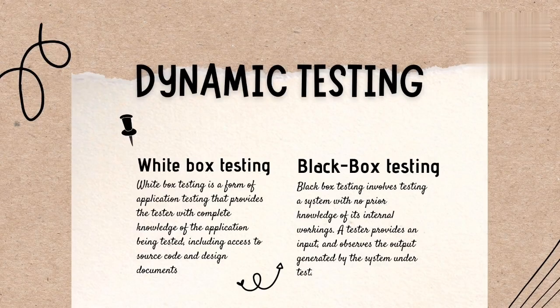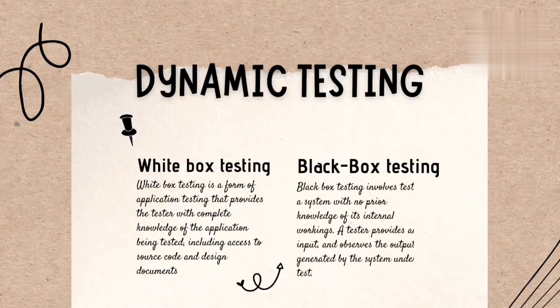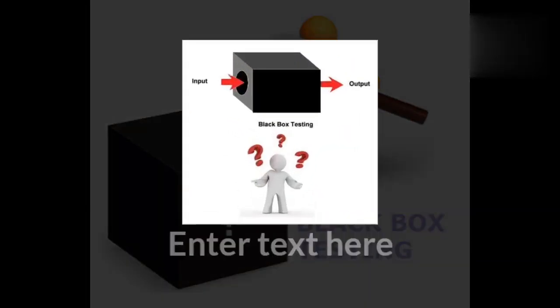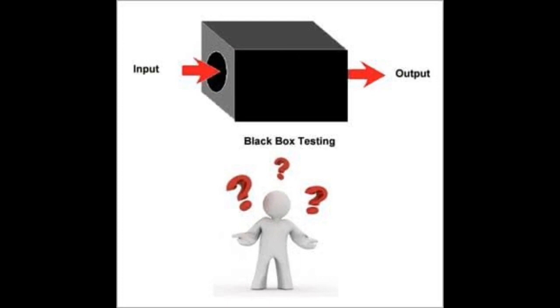Now we'll see the types of dynamic test. There are two types of dynamic test. The first one is black box testing and the second one is white box testing. First, let's see what is black box testing. It involves testing a system with no prior knowledge of the internal workings. A tester provides an input and observes the output generated by the system under test. So no prior knowledge of the internal workings is required.